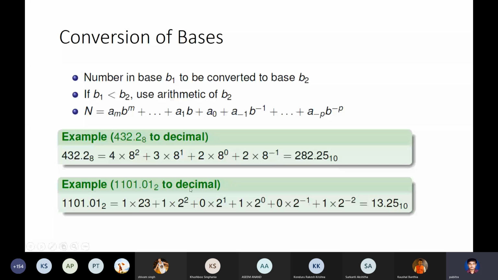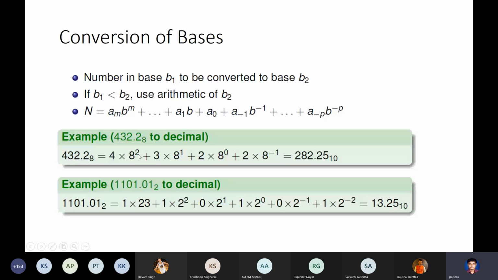Similarly, binary to decimal, you just use decimal arithmetic. Why am I saying that this is the decimal arithmetic? Because the powers are represented as decimals, right? The powers are represented as decimals. So this will be 2 cube. Sorry for the typo.